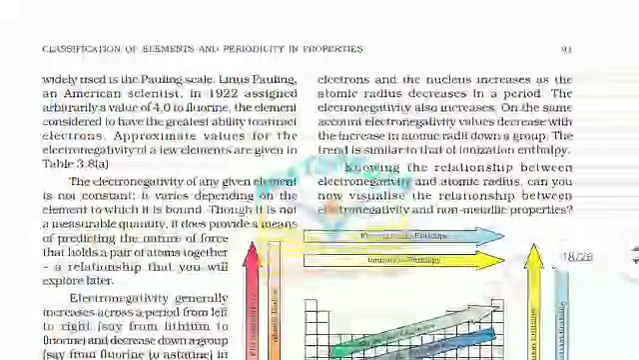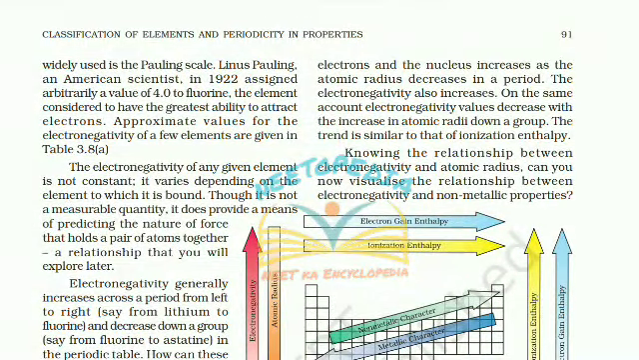Linus Pauling, an American scientist, in 1922 assigned an arbitrary value of 4 to fluorine, the element considered to have the greatest ability to attract electrons. Approximate values for the electronegativity of a few elements have been given in Table 3.8a. The electronegativity of any element is not constant. It varies depending upon the element to which it is bound. Though it is not a measurable quantity, it does provide a means of predicting the nature of the force that holds a pair of atoms together, a relationship that we will explore later.